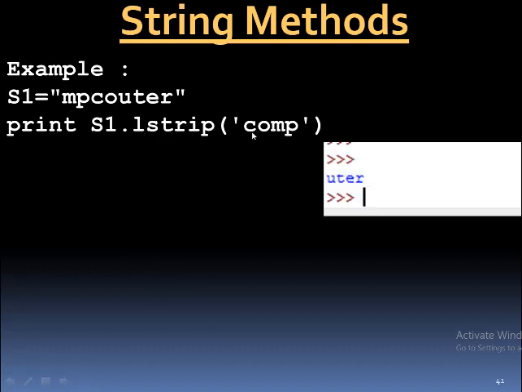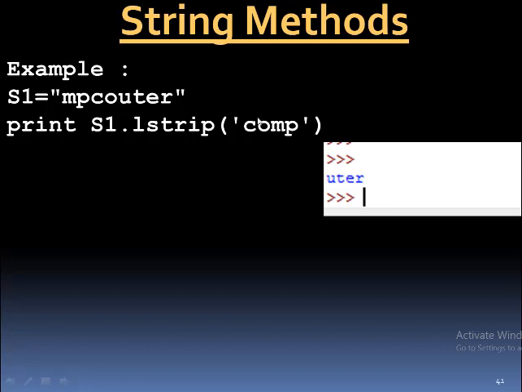More examples, lstrip with COMP. In the beginning it should have C, O, M, P, or any combination of these four characters. Now here it is M, P, C, O. So it is a combination of C, O, M, P. So this whole part will be removed and you will get UTER.